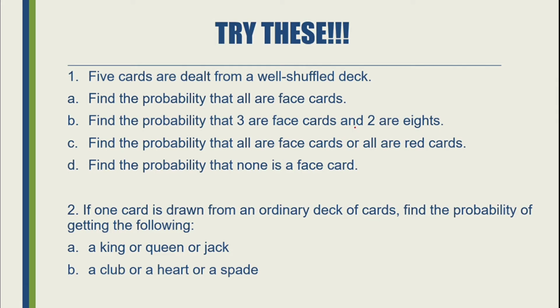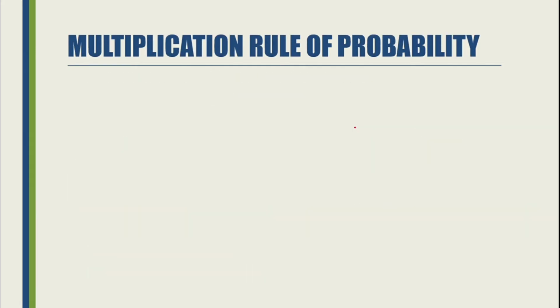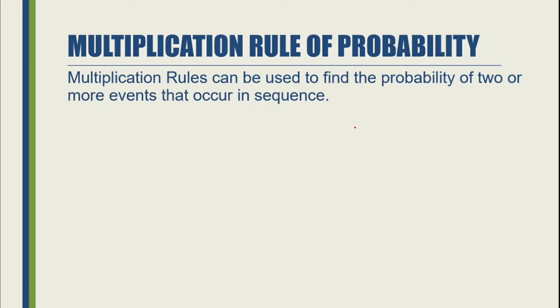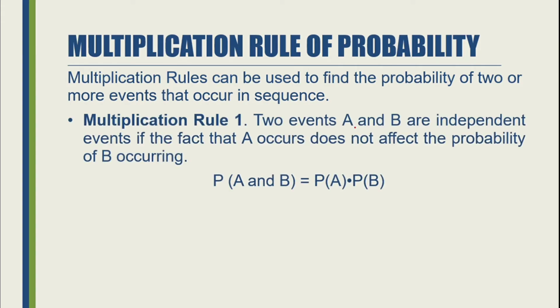Thank you. So let's proceed with the next topic, which is the multiplication rule of probability. Multiplication rules can be used to find the probability of 2 or more events that occur in sequence. Multiplication rule number one: two events A and B are independent events if the fact that A occurs does not affect the probability of B occurring.